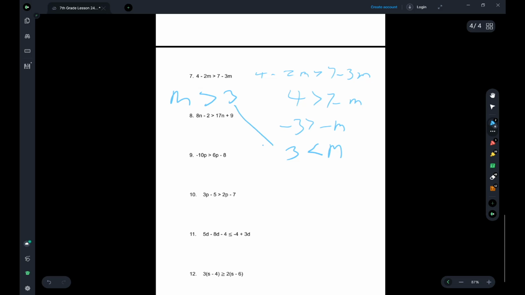This inequality and this inequality are equal because these two values switched, so that's why this middle thing flipped around. But if I left it like this, then that would mean that m is less than 3, so that doesn't match up. Alright.